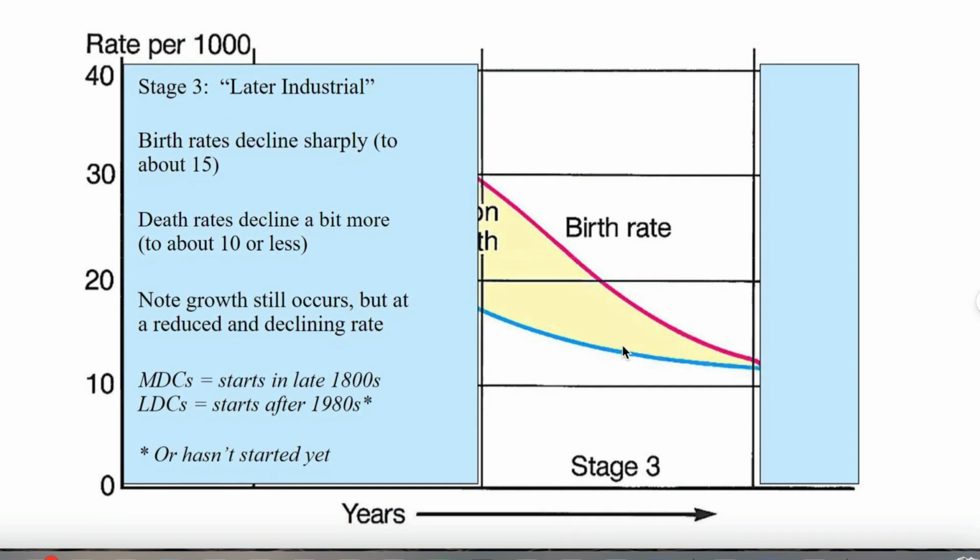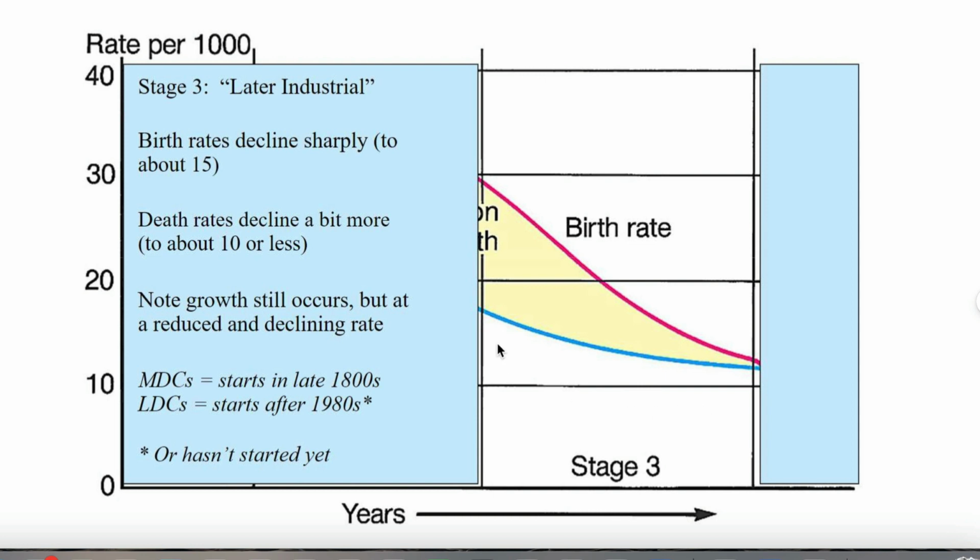Stage 3. So you can see why stage 2 was a triangle, because if a lot of people are still being born, but fewer people are dying, you can see how it might be a triangle. And I have some things to show you that'll make that more clear.